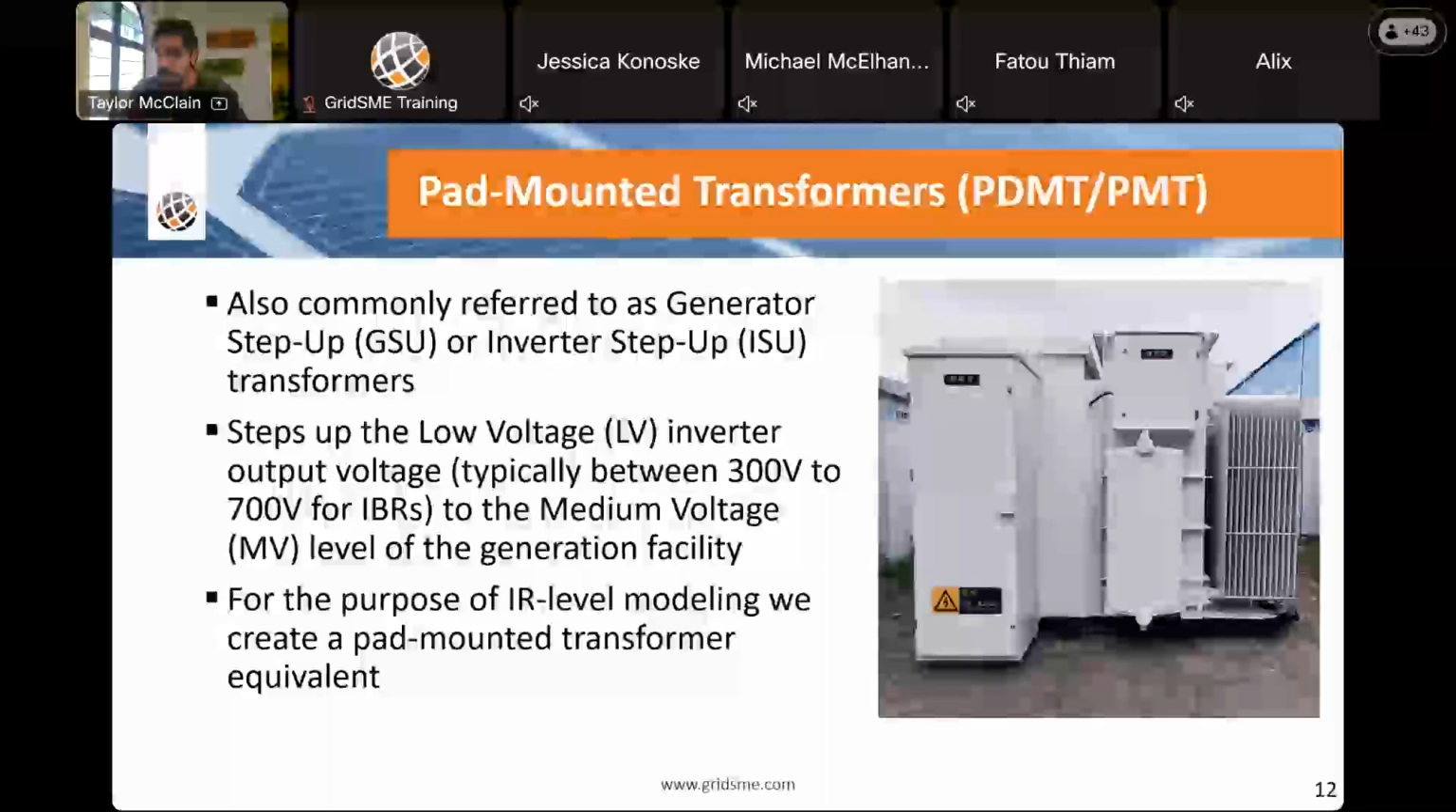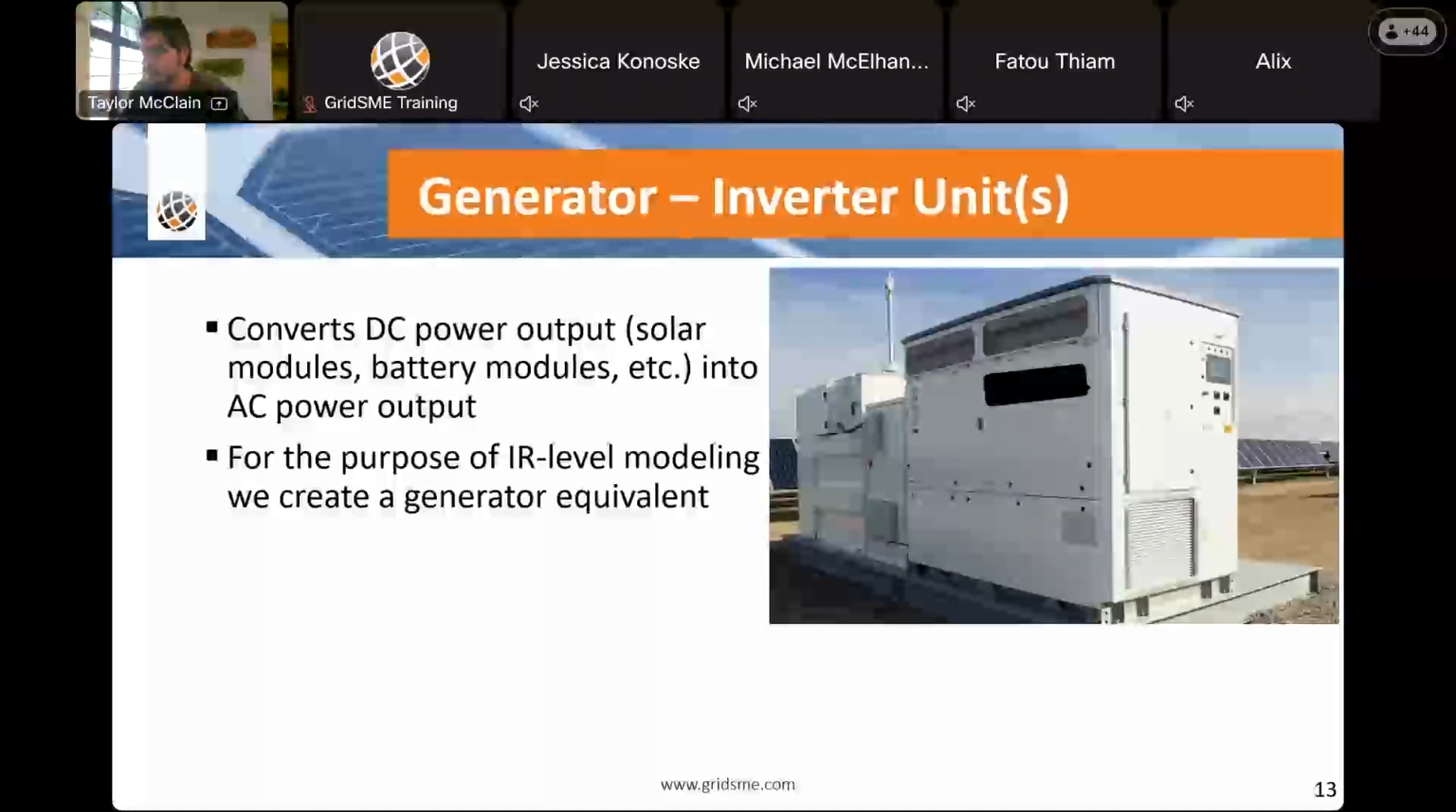And for the purposes of our modeling, once again, the pad-mounted transformer is another component that we use equivalent modeling for. So that will be discussed as well in the later sections. And then landing on the last major component of the IBR generation facility is going to be your inverter, or the generator, excuse me. This is basically just taking DC power of some sort, whether it's coming from battery modules or solar modules, and making that into AC power.